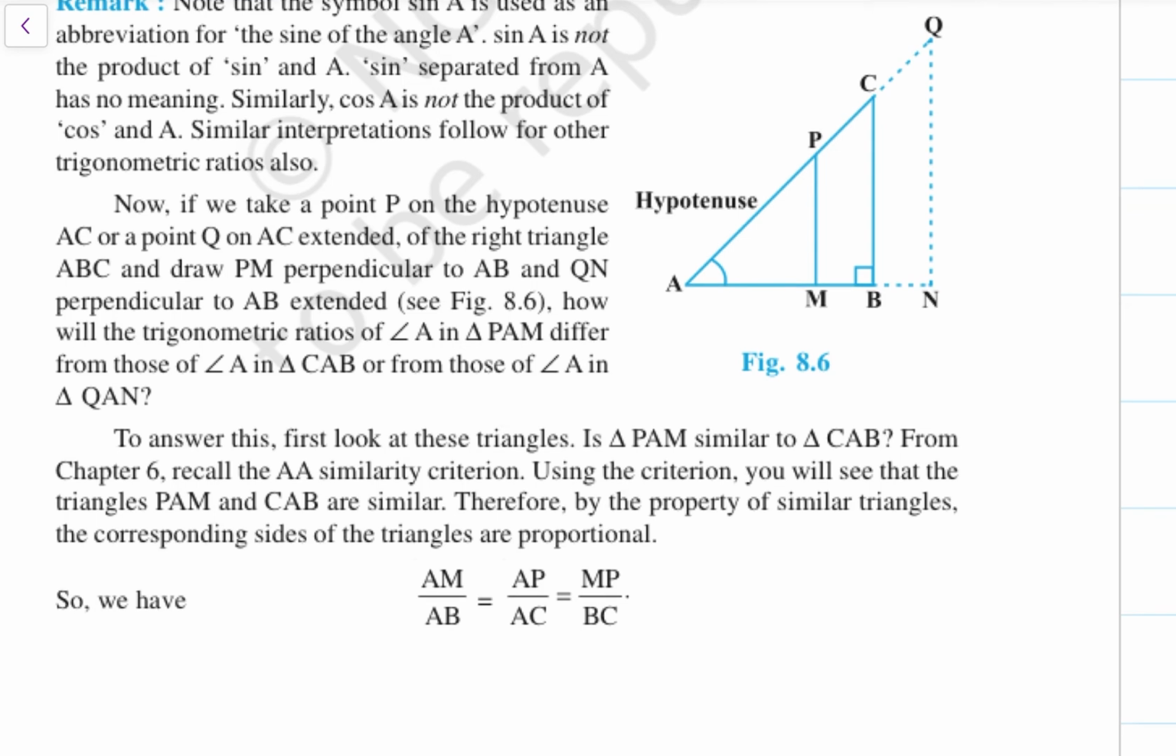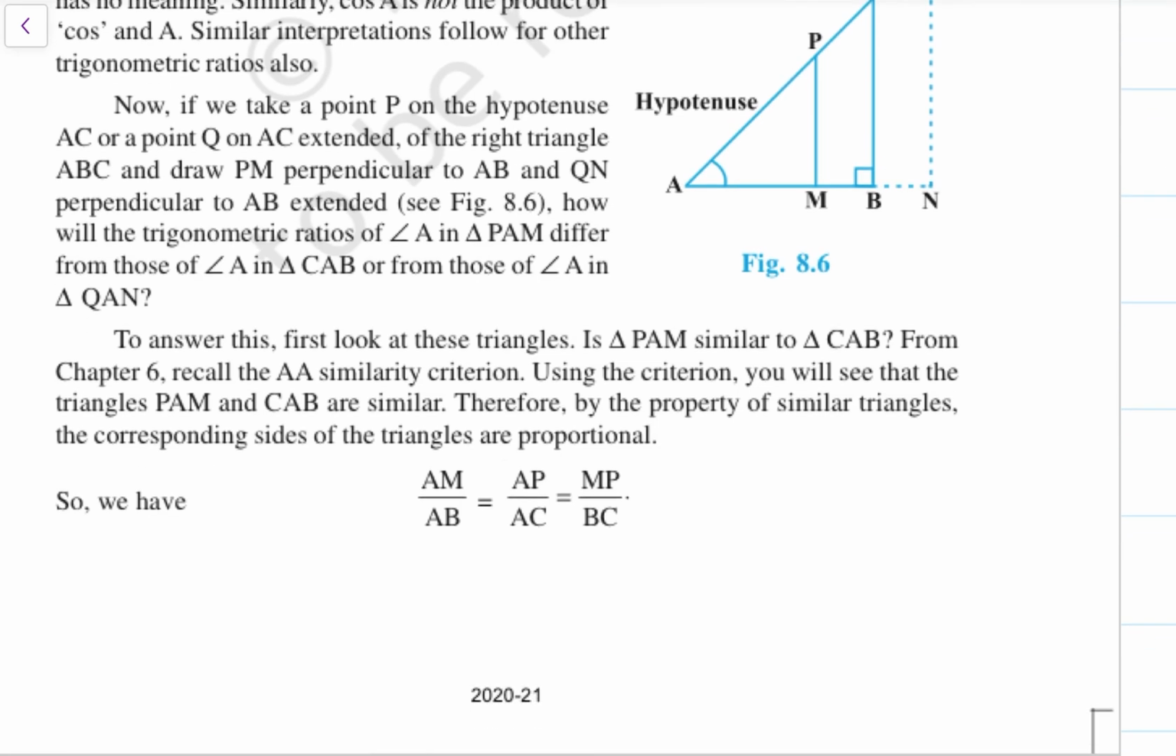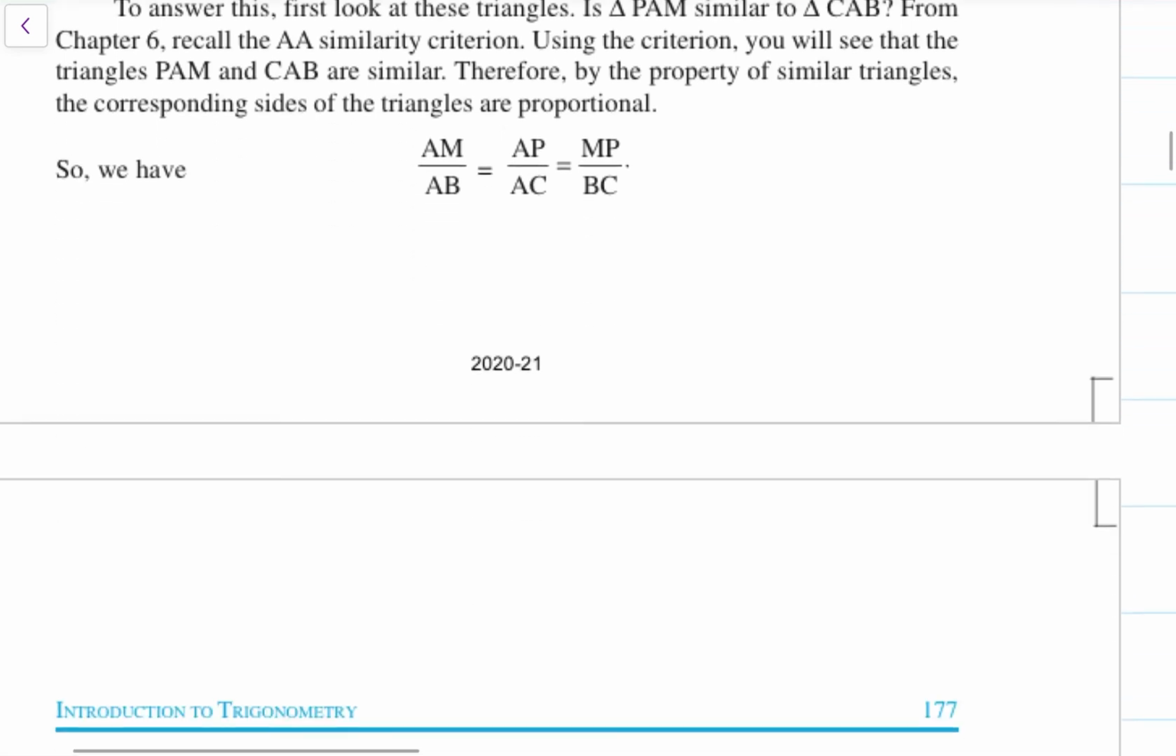We have 3 triangles. PAM is similar to CAB if you observe from the proportionality theorem, because PM is parallel to BC. From chapter 6, recall the AA similarity criteria. Using this criteria, you will see that triangles PAM and CAB are similar. Therefore, by the property of similarity of triangles, the corresponding sides of the triangles are proportional. So we can have AM upon AB is equal to AP upon AC is equal to PM upon BC.